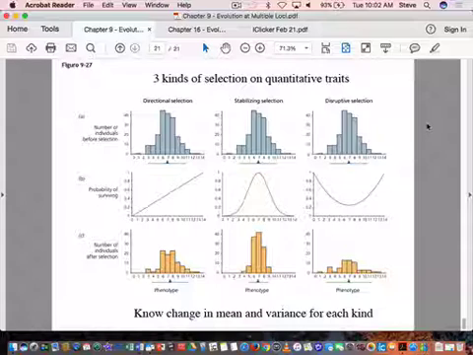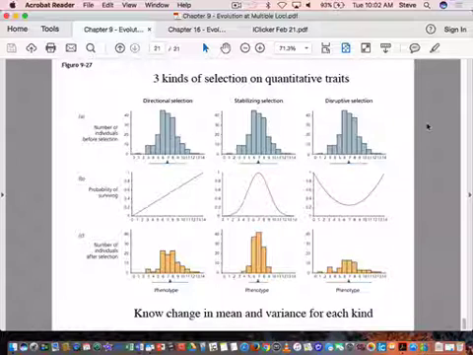Okay. So what we're going to contrast is what's different about directional selection, what's different about stabilizing selection, and what's different about disruptive selection. And what we're really going to focus on is what effect these three different kinds of selection have on the average value of the trait and the phenotypic variability in a population.